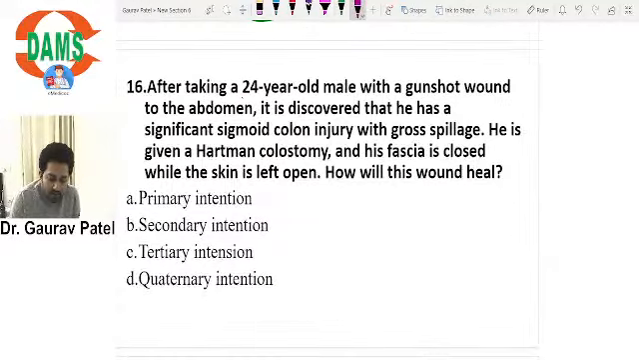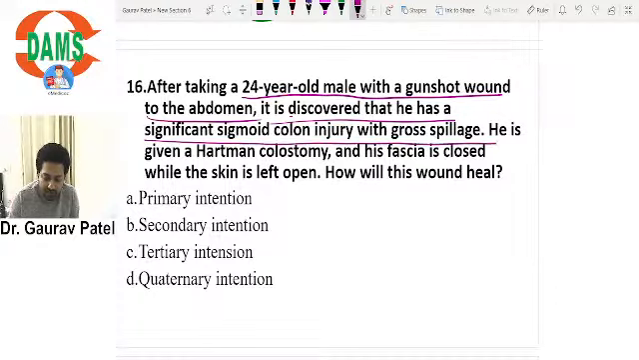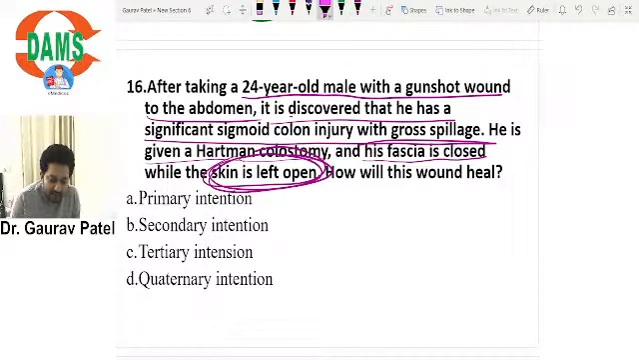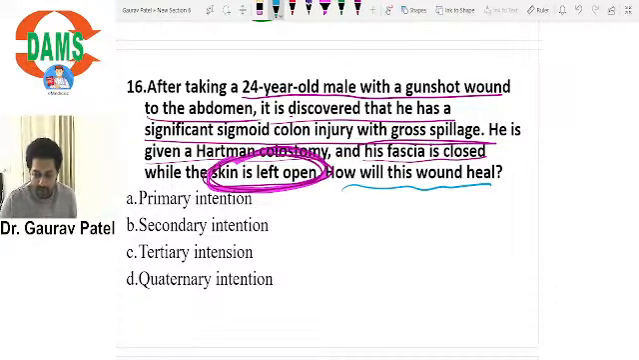After taking a 24-year-old male with a gunshot wound to the abdomen, it is discovered that he has a significant sigmoid colon injury with spillage. He is given a Hartmann colostomy and his fascia is closed while the skin is left open. The whole thing about this question is the skin is left open to heal on its own. How will this wound heal? Those who are saying secondary intention, full points to them.